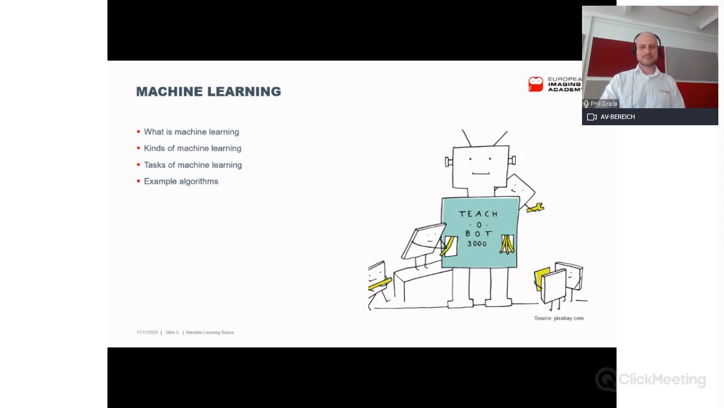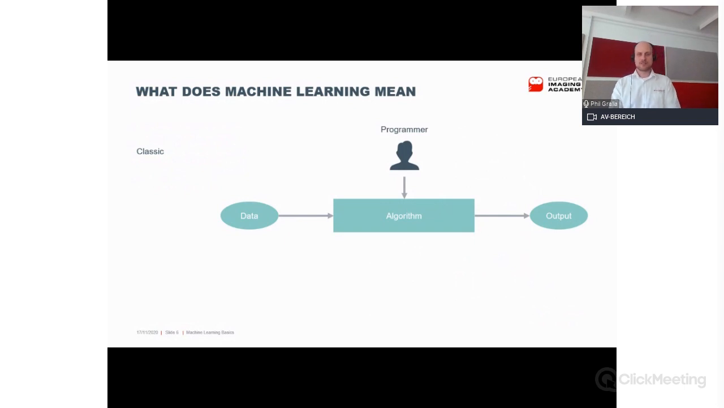So let's get started. What does machine learning mean? In the classic way, for us in image processing, we work with data, mostly images, of course, and then we have a programmer, and he directly writes an algorithm that works on this image to create some output. And that can be quite tedious. Sometimes the more complex your desired output is, the more complex your decision is, the more difficult it becomes for a programmer to actually achieve this task.